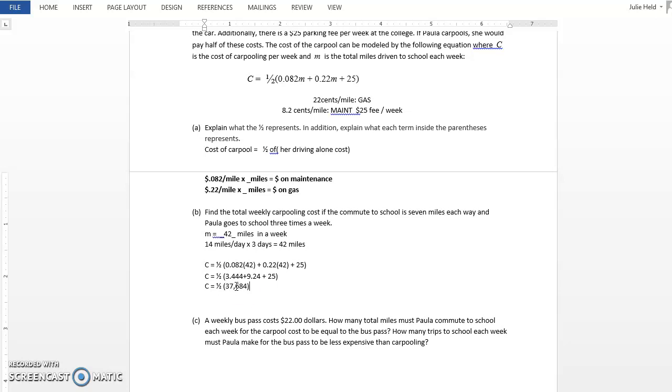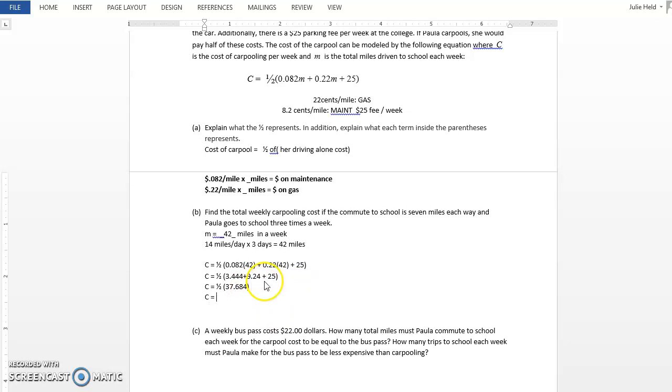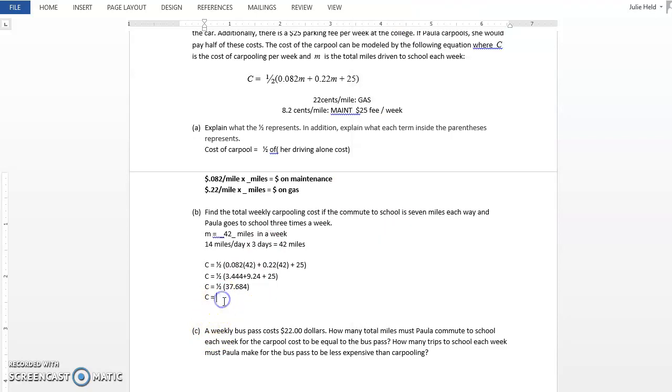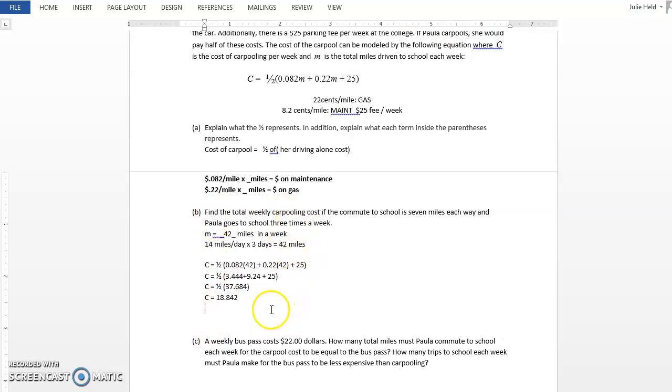how much it would cost if she didn't carpool. But it said if she carpools, she pays half that. So if I take half of that, I could do that divided by 2, or I could do 0.5 times that. It's the same thing. So get used to how flexible different numbers are and how to work with them. I get 18.842. Now this is a cost, so I would think it's probably in dollars.